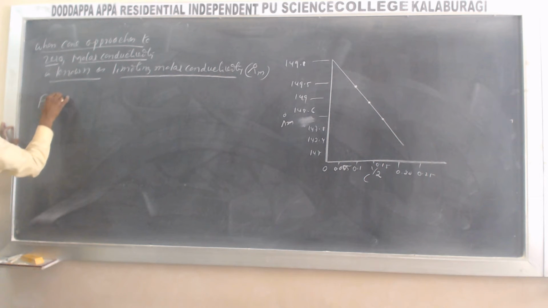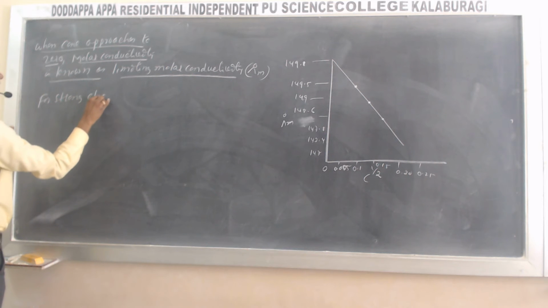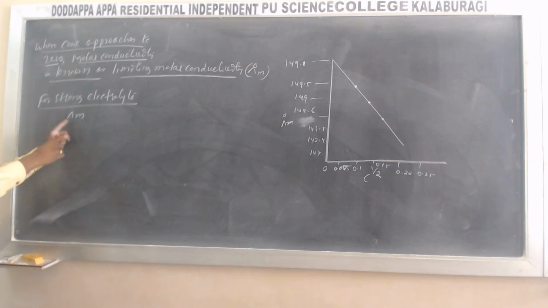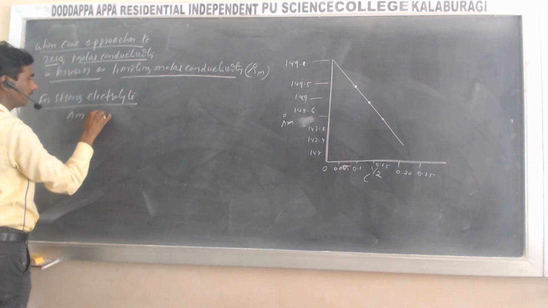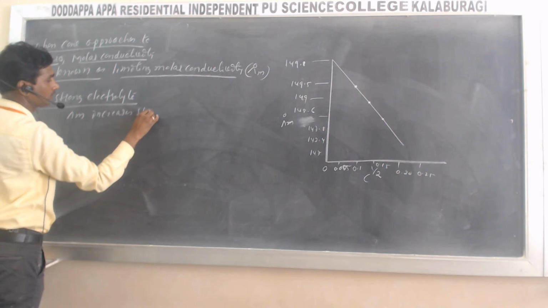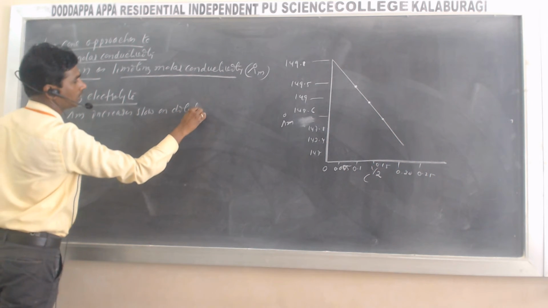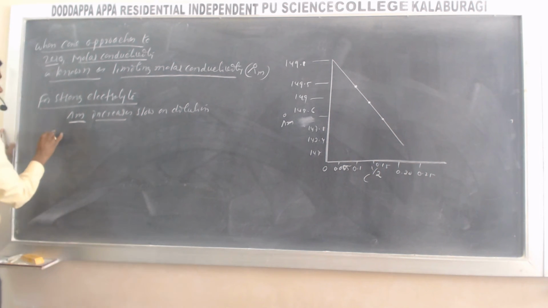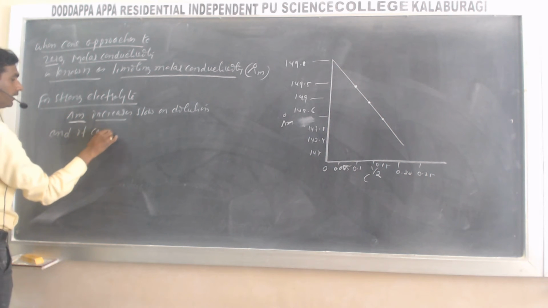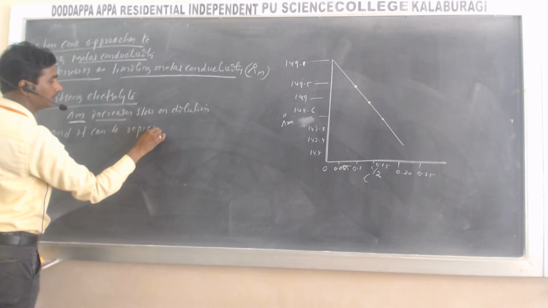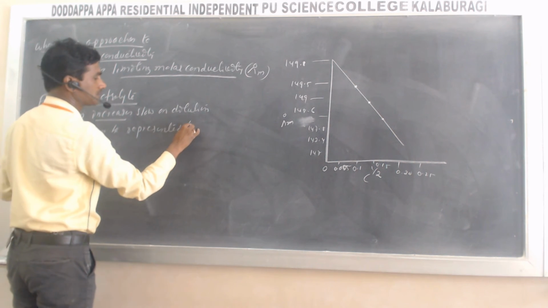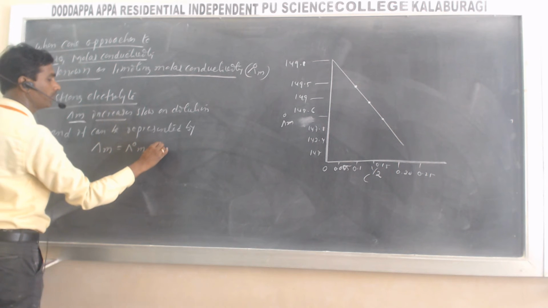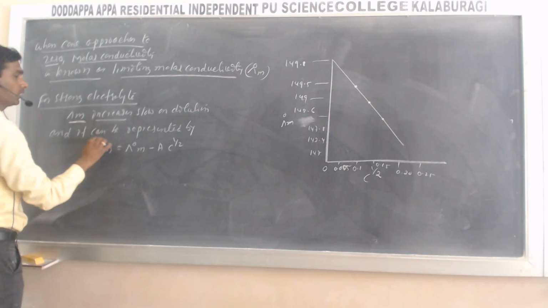Now for strong electrolyte, the molar conductance lambda m increases slowly on dilution, and it can be represented by the equation lambda m equals lambda naught of m minus A times the square root of C.